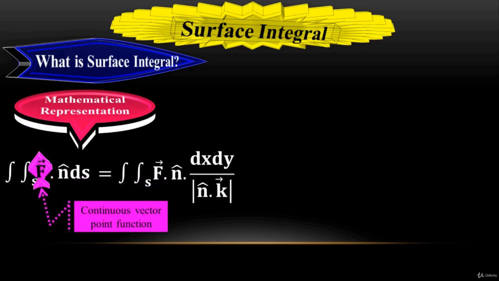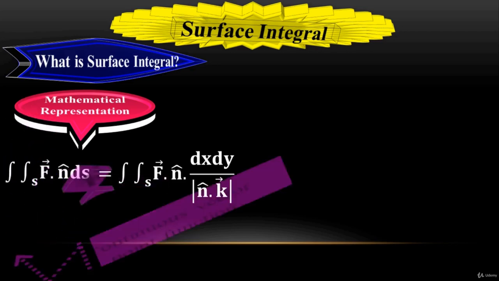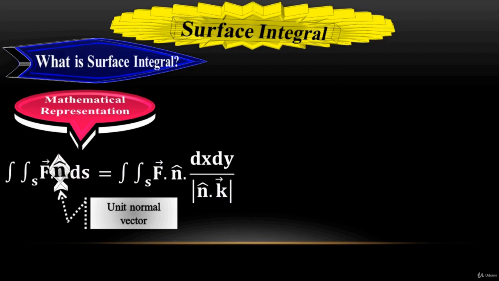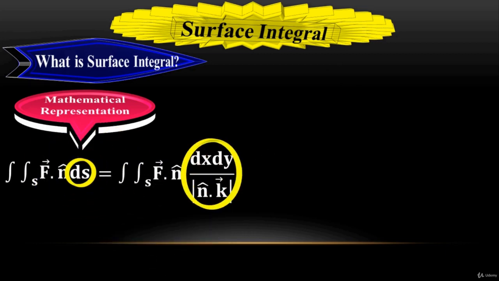Vector f is a continuous vector point function, and n cap is a unit normal vector. ds equals dx times dy, or magnitude of n cap dot product k.